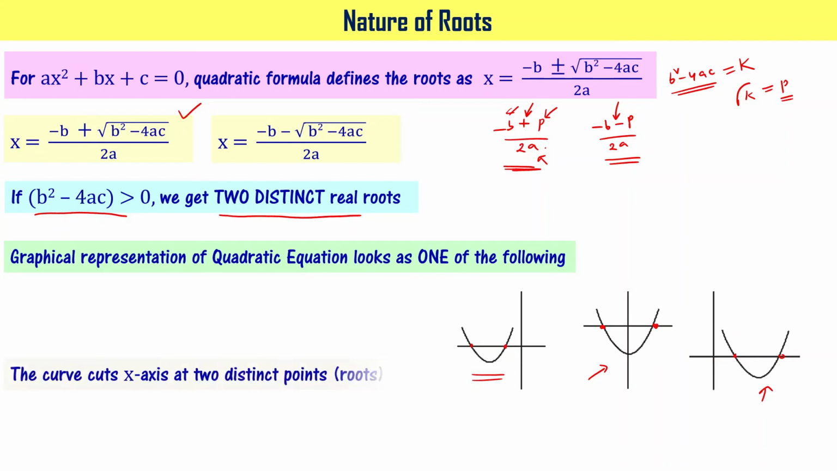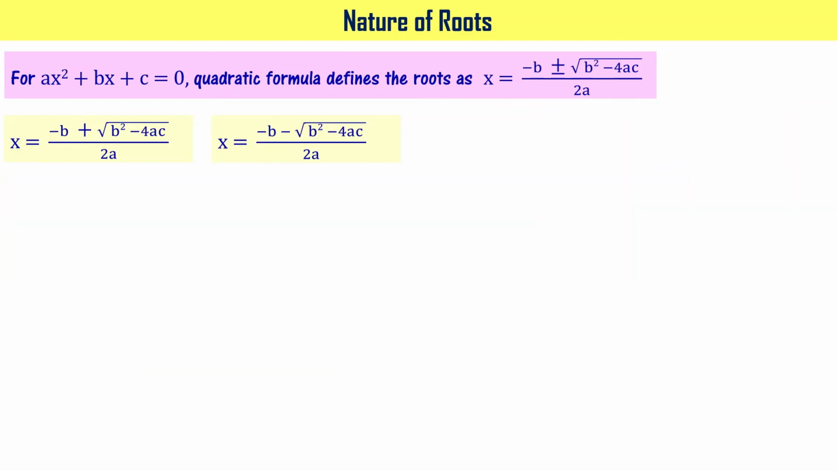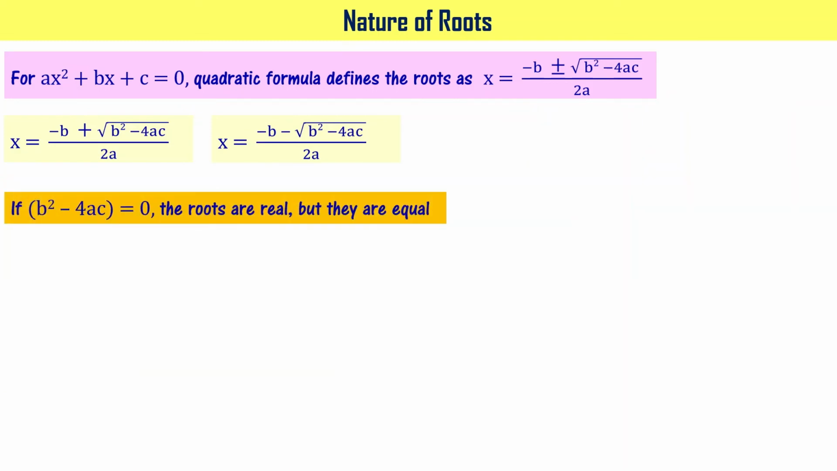Got it? As you see here, the curve is cutting the x-axis at two distinct points. Those two points are called roots. Please note this. When b square minus 4ac is greater than 0, the curve cuts the x-axis at two distinct points. That's why you have two different real roots. Understood? Now let us consider another case where b square minus 4ac is equal to 0.